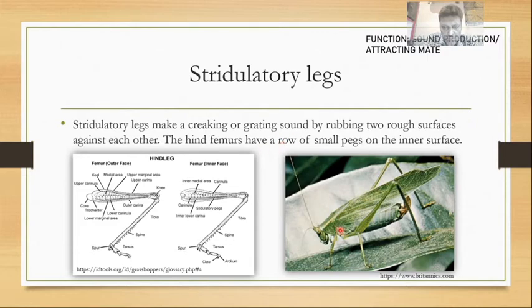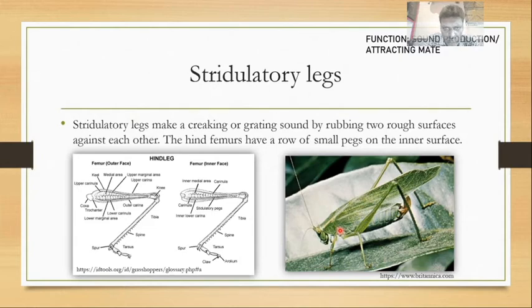Usually, male crickets make the sound, which is also known as the cricket song, to attract mates. The females perceive that sound and they are attracted to the sound making males.